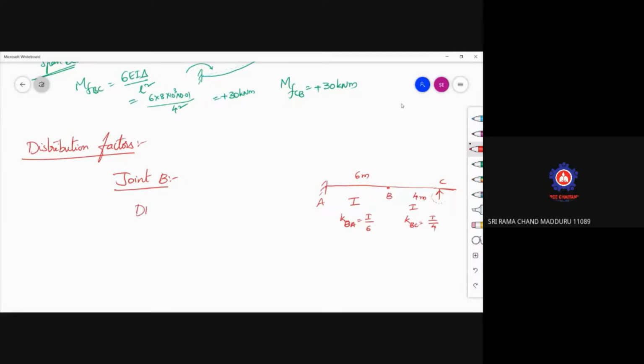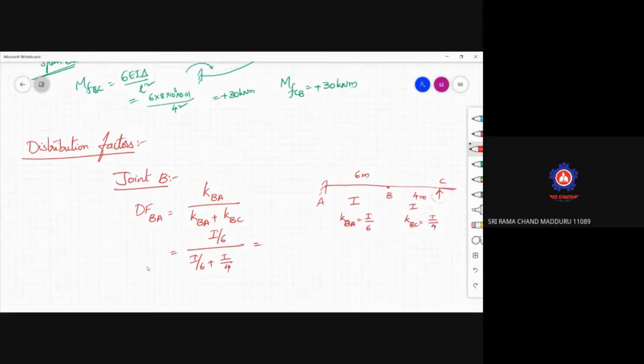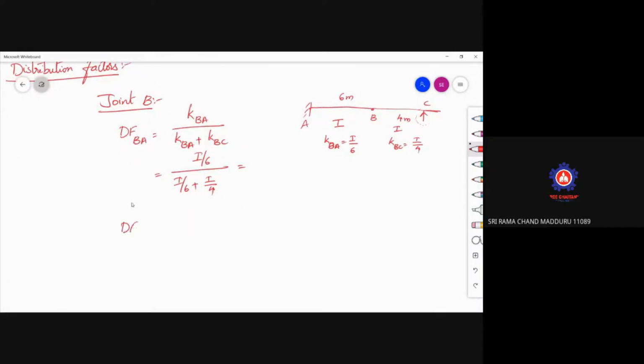So when you write down the distribution factor for BA, it is nothing but the relative stiffness of BA by the summation of relative stiffness at the joint, KBA plus KBC. There are only 2 members meeting at joint B. So which is I by 6, this is I by 6 plus I by 4. So you can tell me what is this value. DFBA. Do it and tell me the value. Whereas DFBC is equal to KBC by KBA plus KBC. So this will be I by 4 by I by 6 plus I by 4. So 0.4, the second one is 0.6. You can observe when you add both, DFBA plus DFBC, they make 1. So we should remember the sum of the distribution factors at a joint is equal to 1.